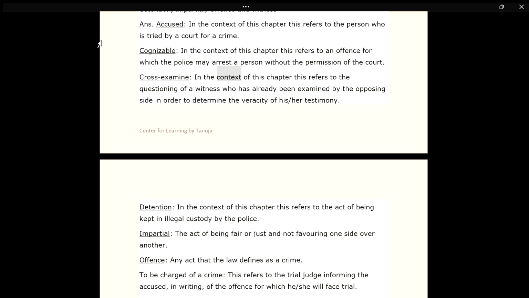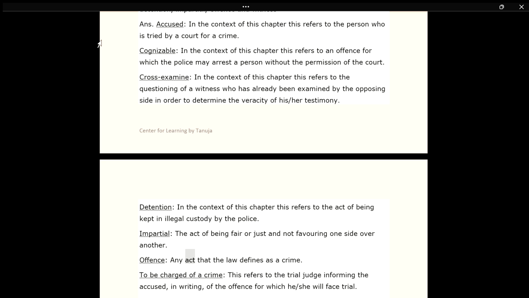Cross-examine. In the context of this chapter, this refers to the questioning of a witness who has already been examined by the opposing side in order to determine the veracity of his or her testimony. Detention. In the context of this chapter, this refers to the act of being kept in illegal custody by the police. Impartial. The act of being fair or just and not favoring one side over another.